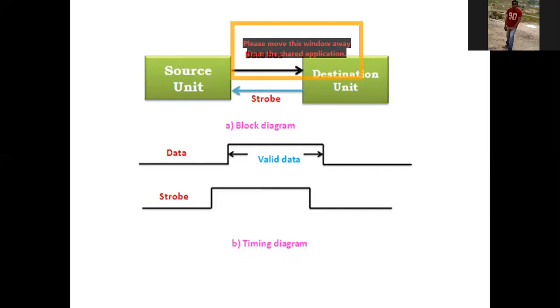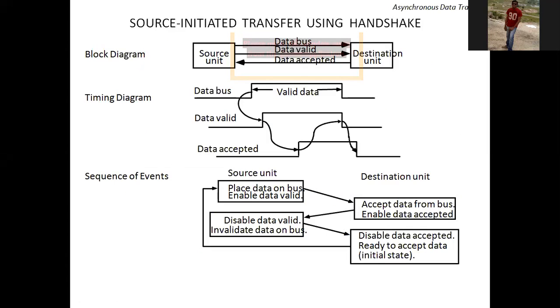Here the simple thing is, if the destination unit tells us I received the data successfully, then it is finished, isn't it? If the destination tells the source I received the data successfully, then we call it a handshaking procedure. How it gives the response back to the source, we'll see here.